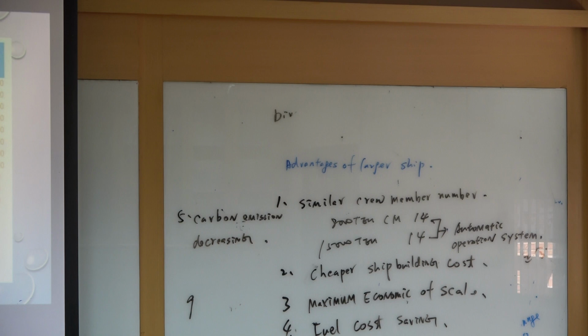126 crew members will be there, because it's a mega size ship. Before, your feeder service would be 10 vessels. That means if you hire one vessel, about 14 crew members, it equals 114. And if you deploy only one vessel of 10,000 TEU, it's only 14 crew members. So that means a lot of people will be laid off.